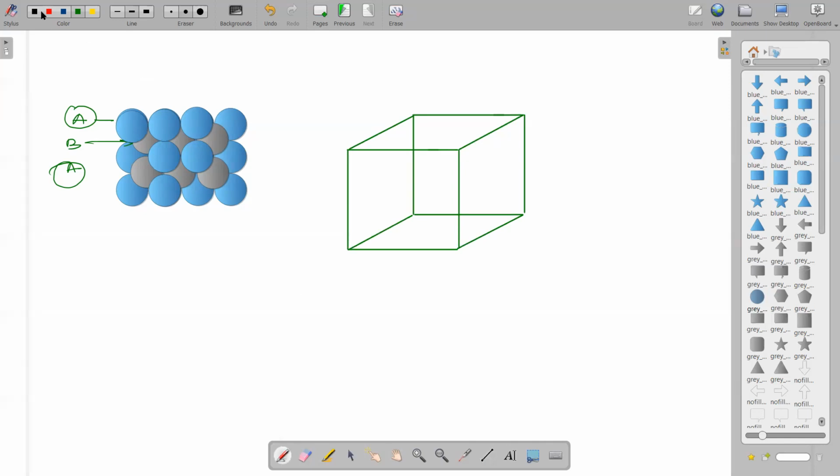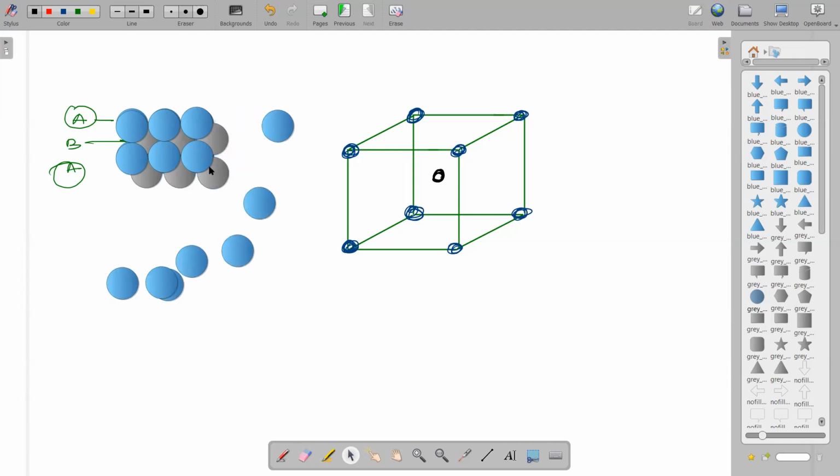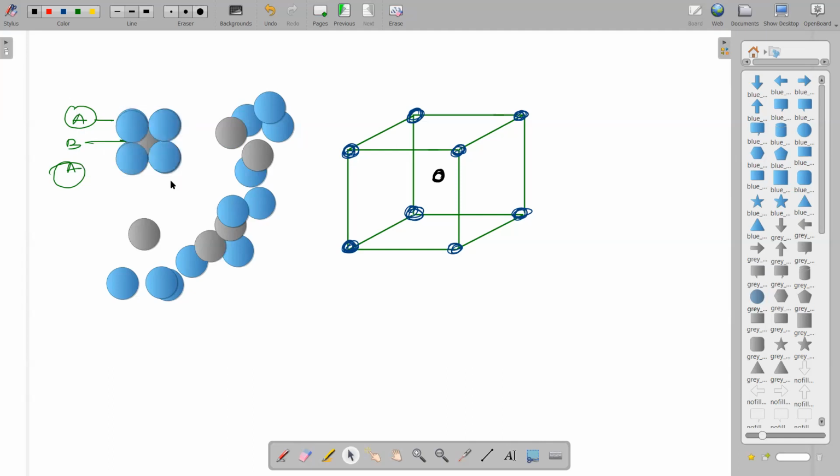In the bottom you have the blue ones, in the top you have the blue ones, and in between them you have one black one. Just see this. Now I will be removing everything. So this is your unit cell. This is your unit cell.